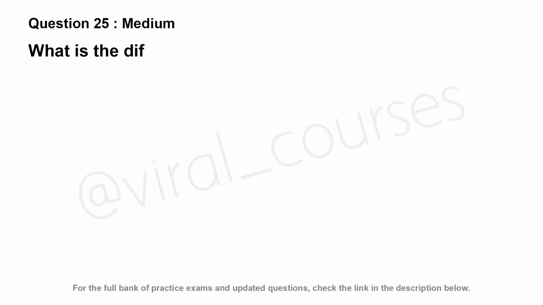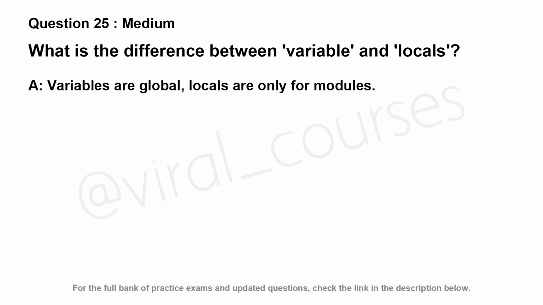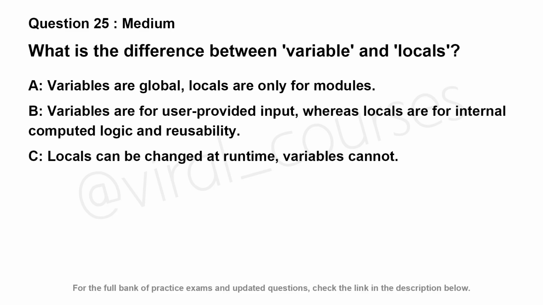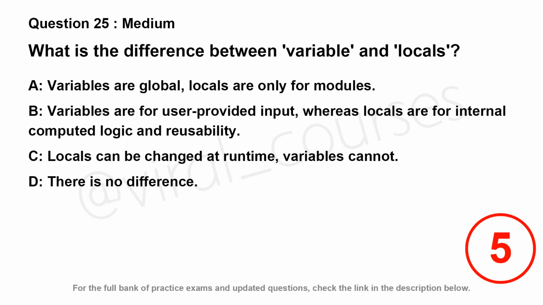What is the difference between variable and locals? Option A. Variables are global. Locals are only for modules. Option B. Variables are for user-provided input, whereas locals are for internal computed logic and reusability. Option C. Locals can be changed at runtime. Variables cannot. Option D. There is no difference.